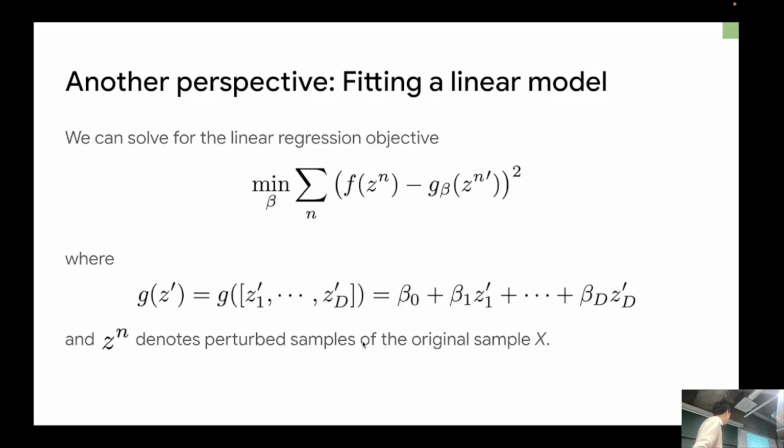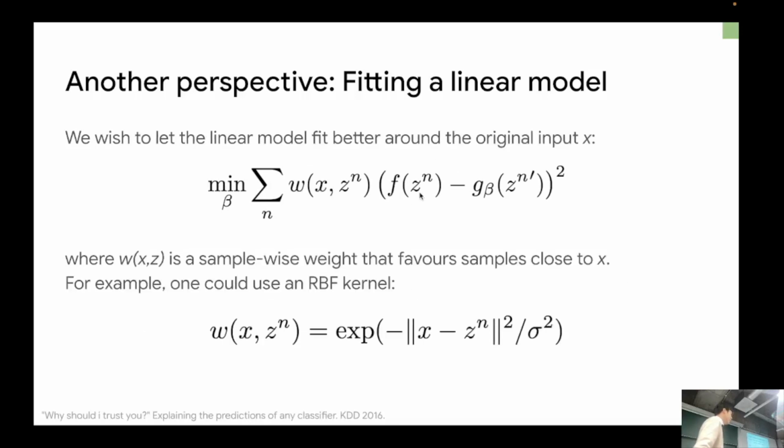But here, we are not just fitting the linear model; we still wish to focus more on the cases where the change from the original input is not so great. So we put some weight term here to indicate that we are more interested in small changes from the original input. One could use an RBF kernel like this one, so your tail is going exponentially small.